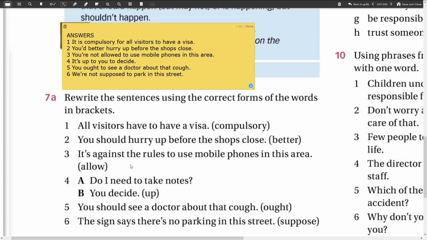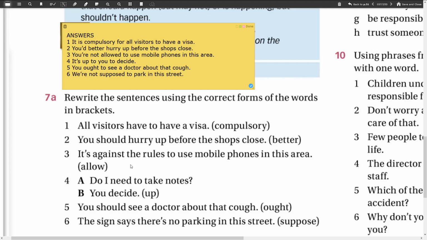Number 3, it's against the rules to use mobile phones in this area. You are not allowed to use mobile phones in this area. Also possible, it is not allowed to use mobile phones in this area.